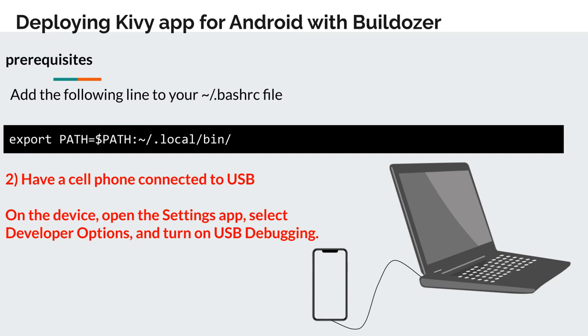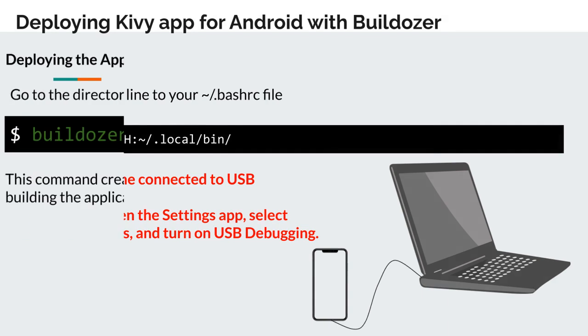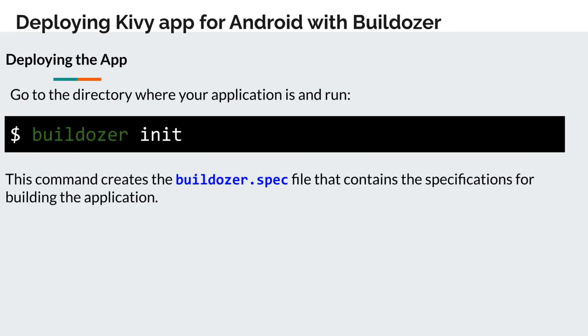Another important requirement is that the cell phone is connected to a computer's USB port. The device must be in developer mode and USB debugging enabled. If not, on your device, open Settings, select Developer Options, and turn on USB debugging. The device must also be connected in file transfer mode. Now that the prerequisites have been met, let's install the app.